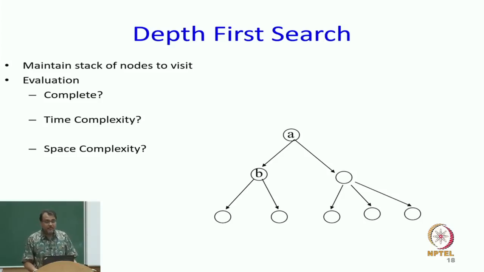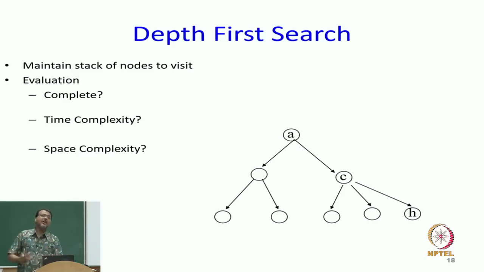So, after B I go to D. Now, there is nothing else beyond D. So, what do I do? I backtrack. I backtrack back to B and then I go to E. Now, I have exhausted E, there is nothing in E. So, I go back to B. I have exhausted B. So, I backtrack to A and then I go where? C, and then F and then G and then H.